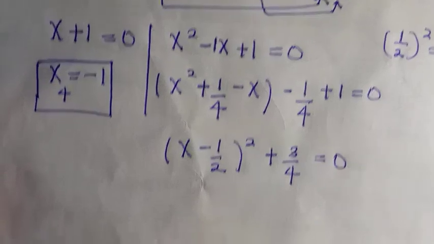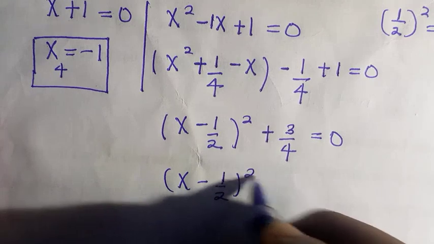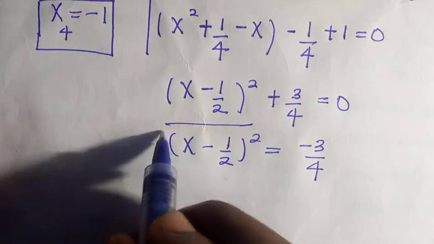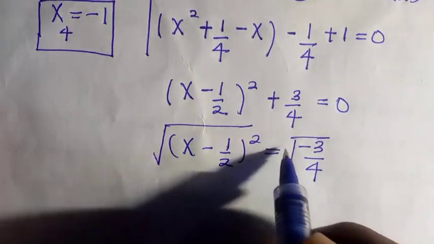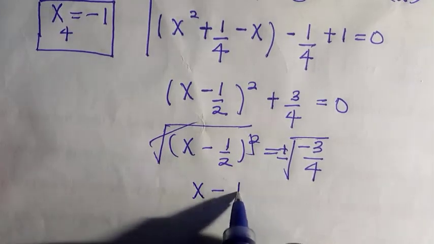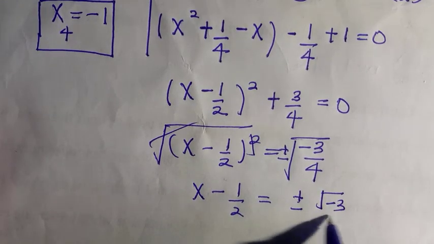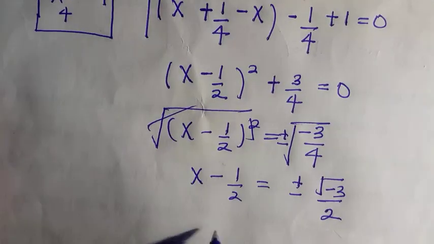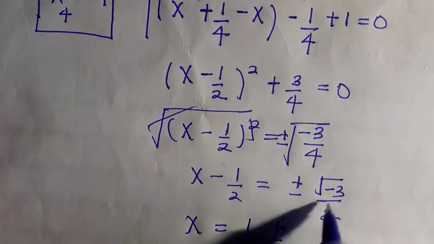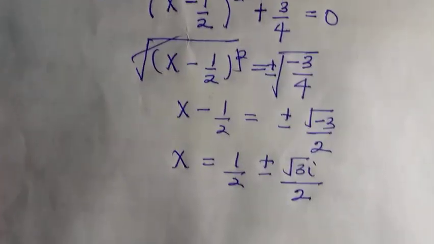And if you have 3 divided by 4 here, we are going to have x minus 1 over 2, all raised to power 2, equals minus 3 divided by 4. Then if you take the square root of both sides, we are going to have plus or minus, and these two cancel. x minus 1 divided by 2 equals plus or minus. By separating this, we have the root of minus 3 divided by 2, because 4 is a perfect square. So x equals 1 divided by 2 plus or minus the root of 3i, which still remains, everything divided by 2.